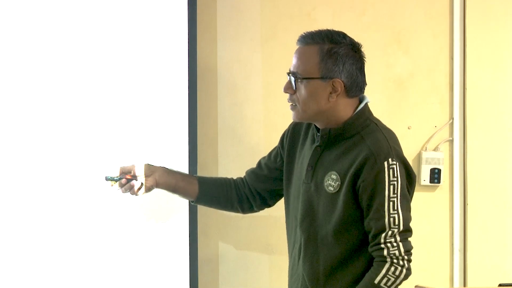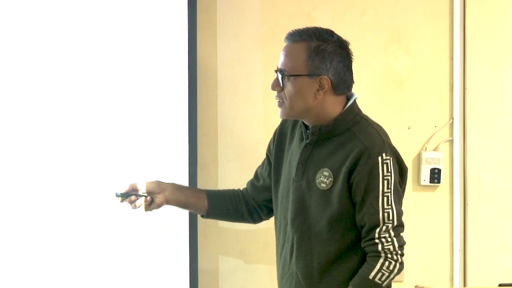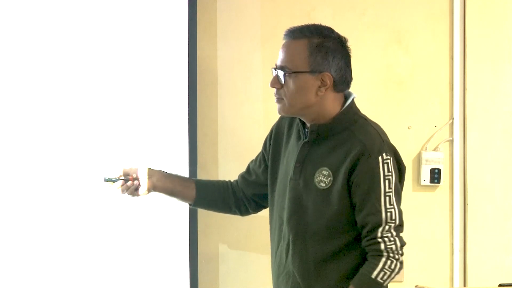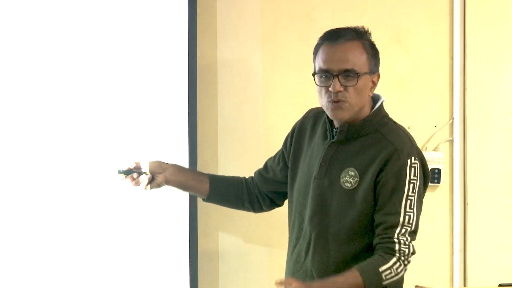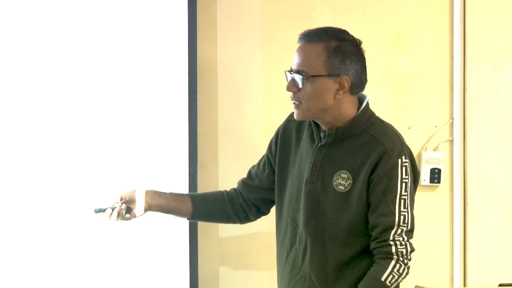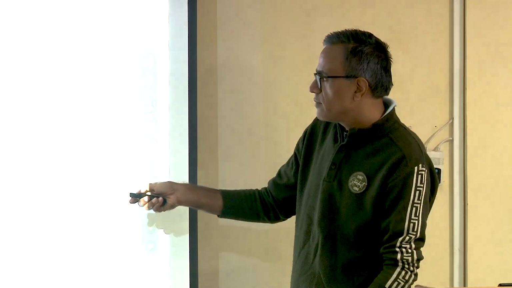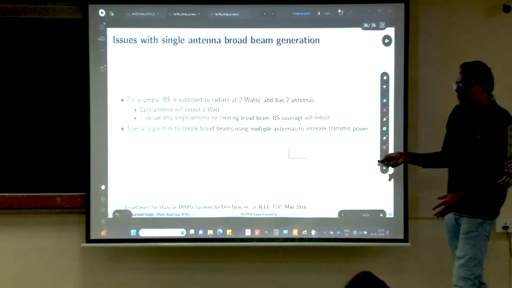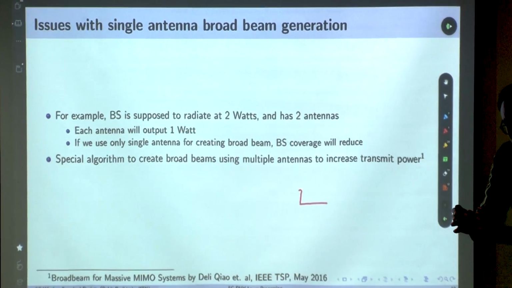You don't want that also, correct? I'm talking in context of FR1. You don't want this to happen either. So how do you handle this? I'm taking an example to explain this problem. The base station is supposed to radiate at 2 watts and has 2 antennas. Each one of the antennas will be 1 watt. Now if we use a single antenna to create a broad beam, the base station coverage is going to reduce. And that's where I leave it to you to figure out.